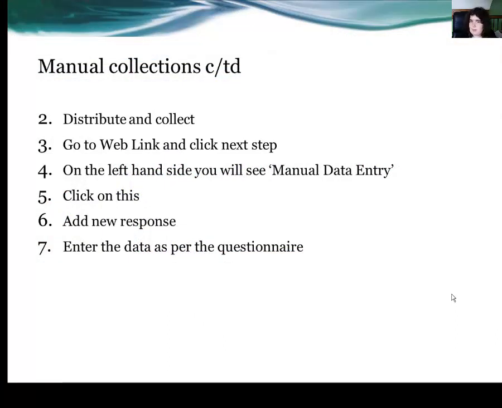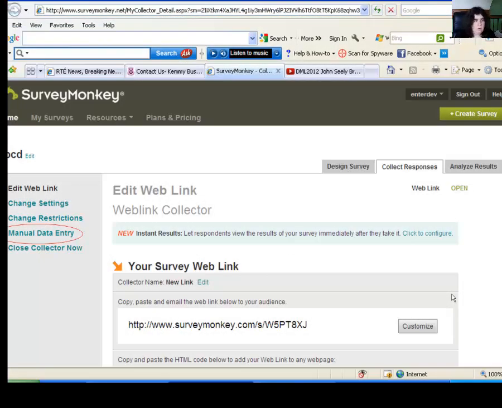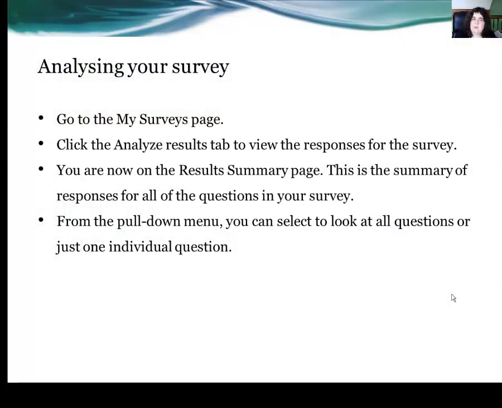So you distribute and collect, then go to the web link and click Next Step. On the left side, you will see Manual Data Entry. Click on this, click on Add New Response and enter the data as per the questionnaire. So there's an illustration, Manual Data Entry, and it will enable you to insert all the responses that you collect by hand. And the last important section is analysing your survey.